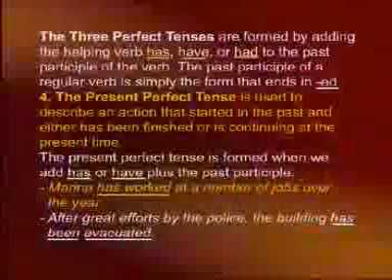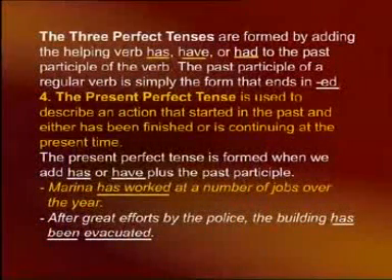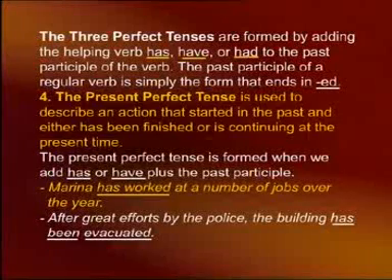Right? Now, we shall turn to the perfect tenses. Now, there are three perfect tenses. The first one, the perfect tenses are formed by using the helping verb have, has, or had, and you add them to the past participles of the verb.